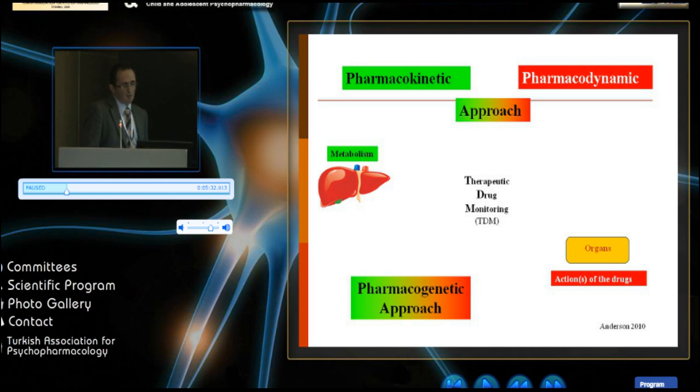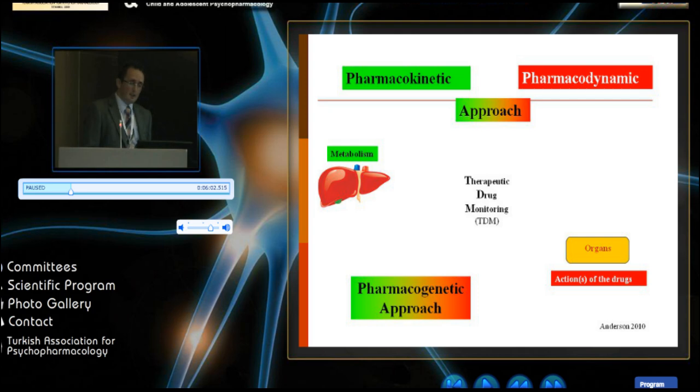Pharmacokinetics and pharmacodynamics are important, and the approaches cover certain components. Pharmacokinetics requires the mechanism and the metabolism that takes place in the liver, and then the drug blood level becomes important, and then its effect on the organs becomes important. Since this is controlled by the genes, a pharmacogenetic approach can also be possible.